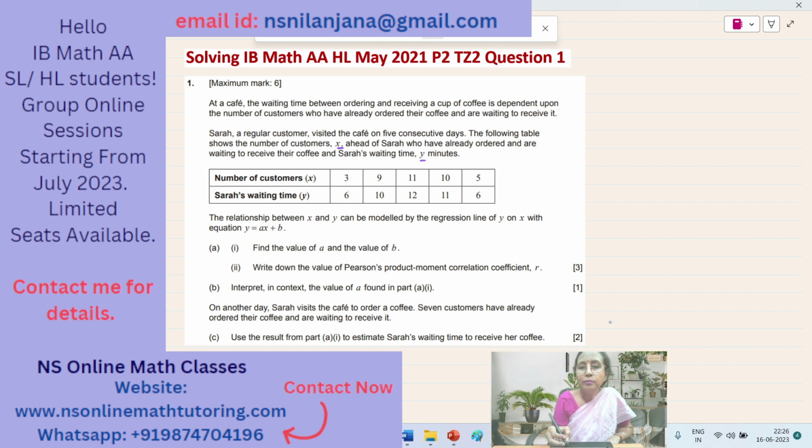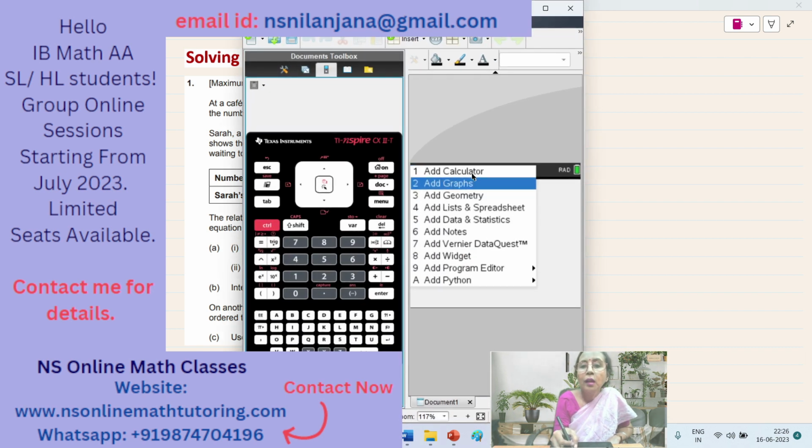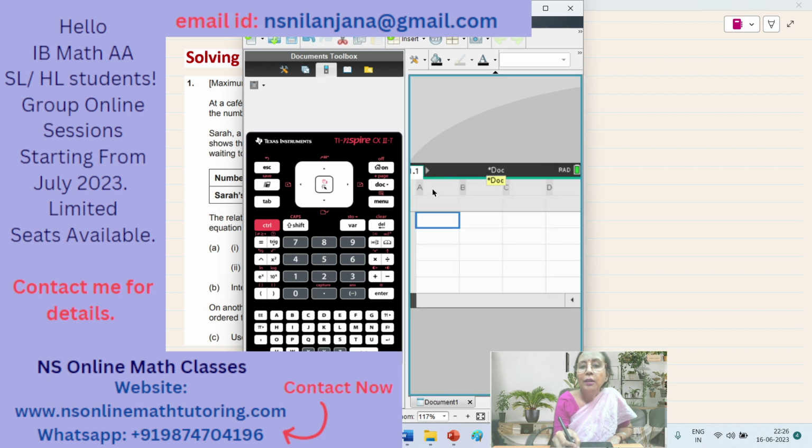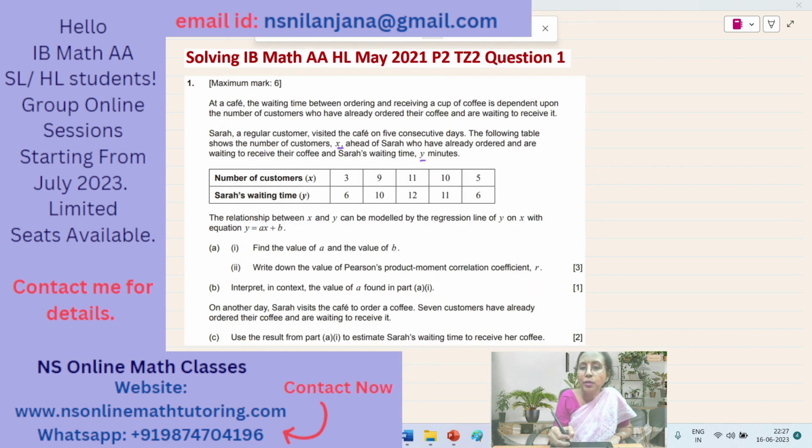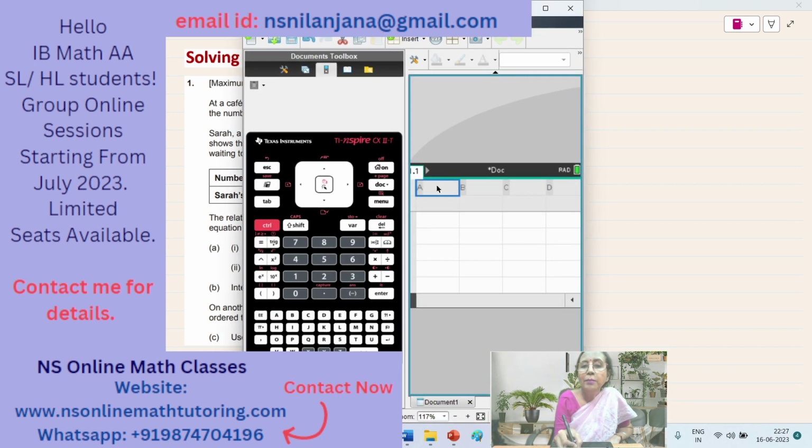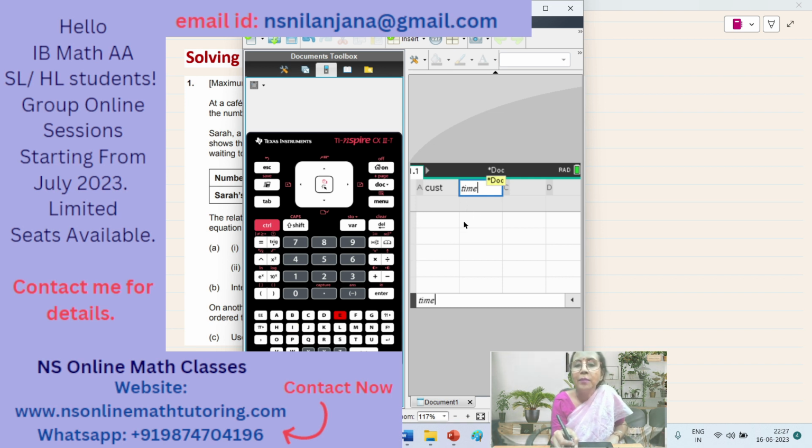So, it will be the lists and spreadsheet. And first of all, let us name the columns. The first one, X, is the number of customers. So let me write this as CUST. And this is TIME. It is the waiting time. I'm just writing time.